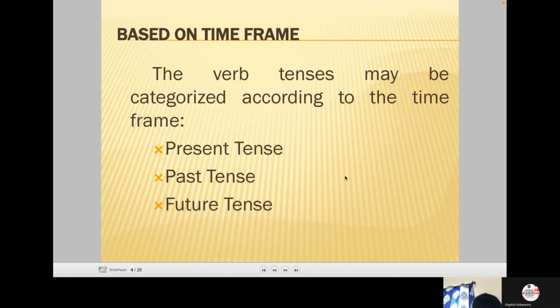Next is the verb tenses may be characterized according to the time frame. I'll repeat it again. Present tense यानी कि अभी जो हमारा present है आज, हमारे आज के लिए हम use करते हैं present. That is like going to be हमारा वर्तमान काल. Past tense के लिए हम use करते हैं जो हो चुका है यानी कि हमारा भूतकाल. Then future tense को हम use करते हैं जो हमारा आएगा.